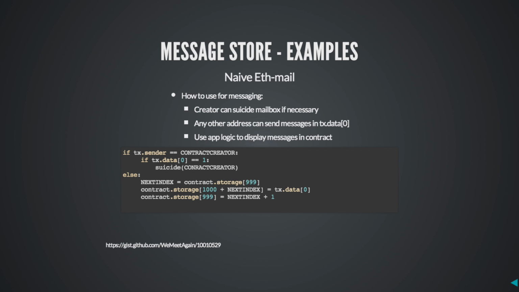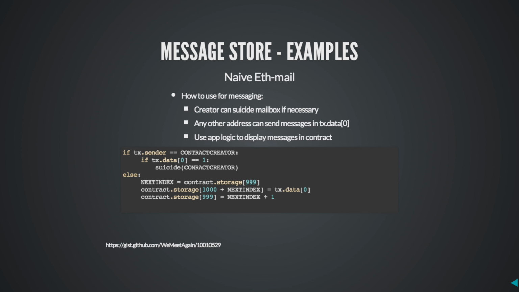You're going to set that contract storage space to the transaction data 0. So the first piece of data that's sent in that transaction is going to be the message itself. And then you're going to increment that index for the next person to store their message. So this is really basic, but basically it's just a little mailbox. It puts messages in there and it'll stack up. I put the suicide in there because I figure it's going to get really big, really fast. There's no way to delete any messages in here, so that's why it's really naive.